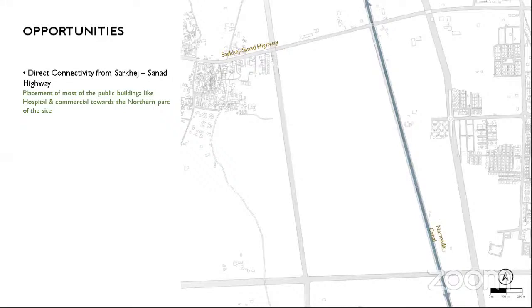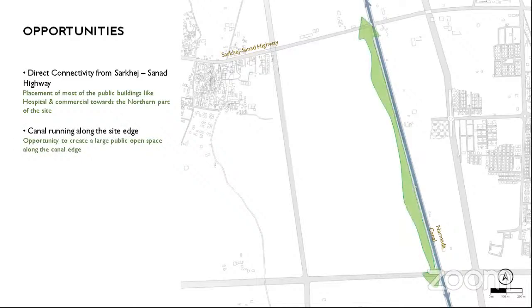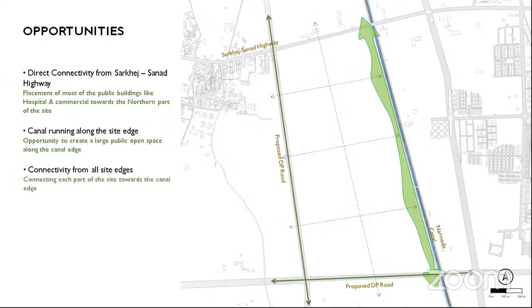So I worked on the idea that it is a great opportunity for creating a large green open space towards this side of the site. Then there are some water catchment areas and some proposed DP roads around it. So it gives an opportunity for putting some activity generators around the water catchment areas and making it connected from all sides of the site.